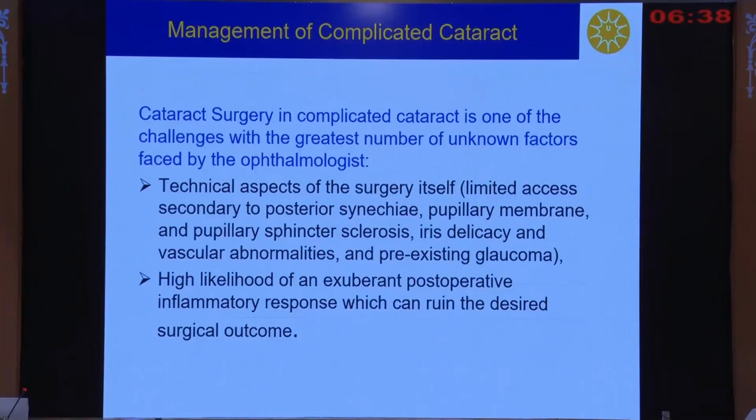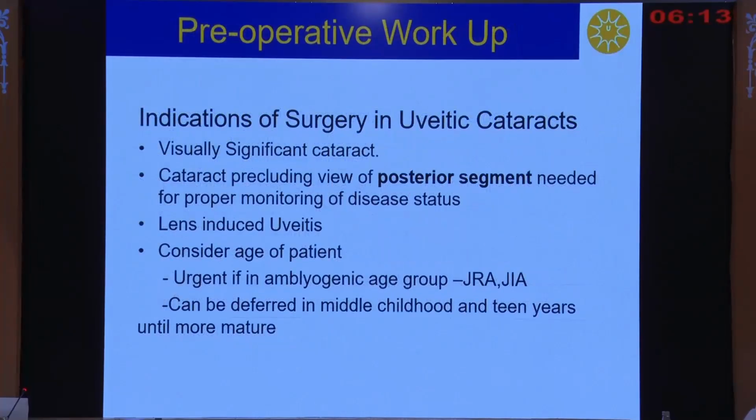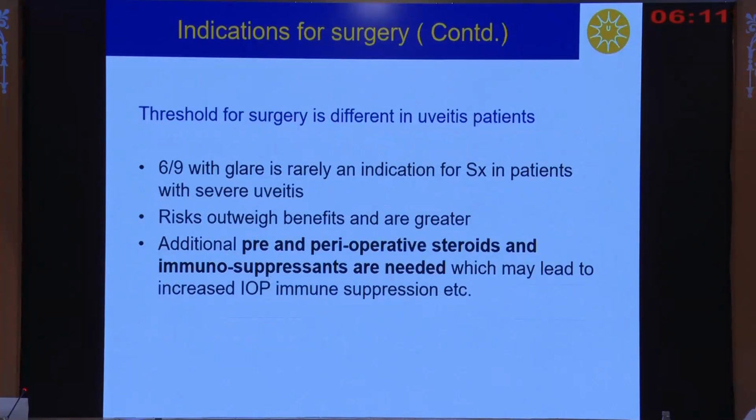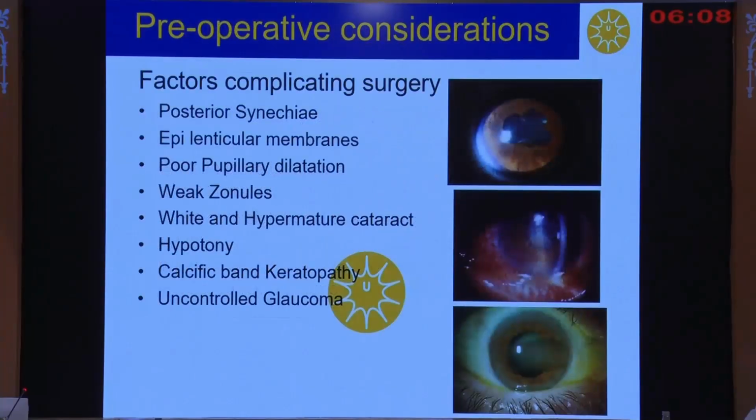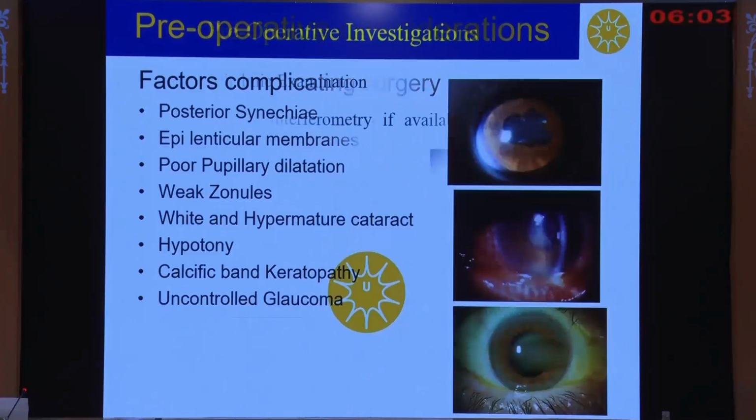Technically, the surgery itself is difficult due to limited access because of the posterior synechiae, pupillary membrane, or pupillary sclerosis, some zonular delicacy, vascular abnormality, and pre-existing glaucoma, which are associated with the complicated cataract. The post-operative inflammation is also very high. So the indications, as you all know, these are the factors complicating the surgery, as I told previously.